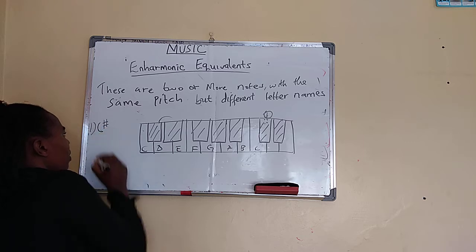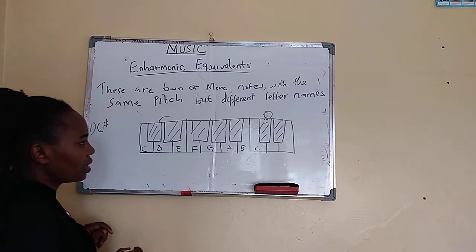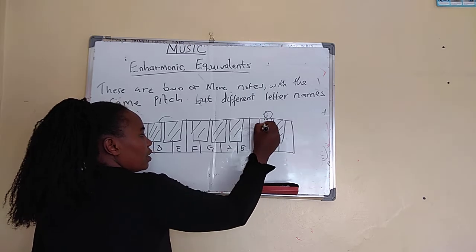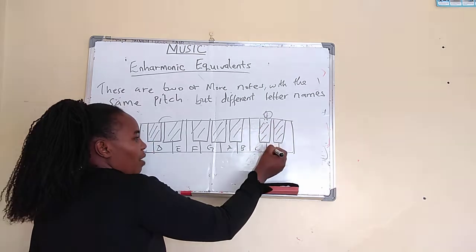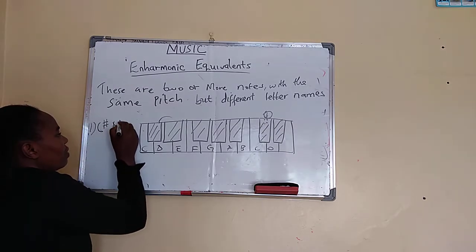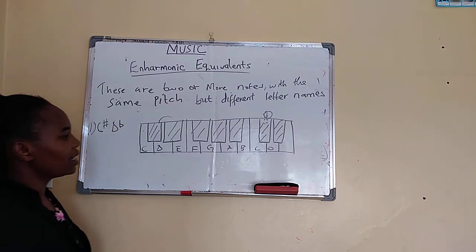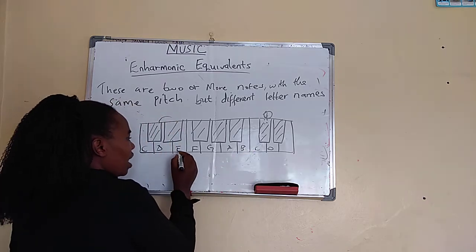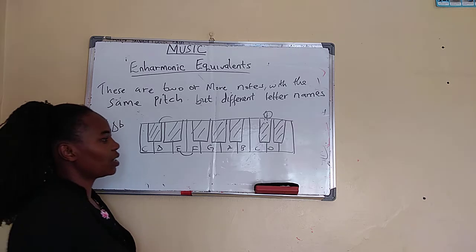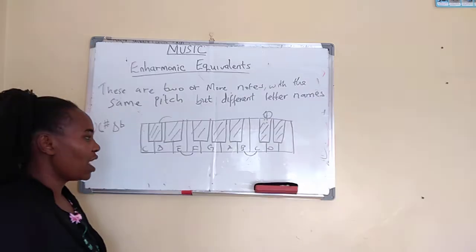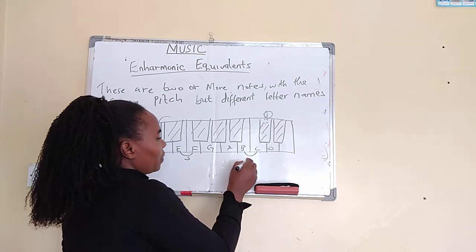I hope you can see my marker is becoming a little bit faint. And here we had D flat. So when you lower by a semitone, it becomes what? D flat. And as I told you earlier, that E F, because we don't have a black note, and B and C, we don't have a black note, the distance there is a semitone.